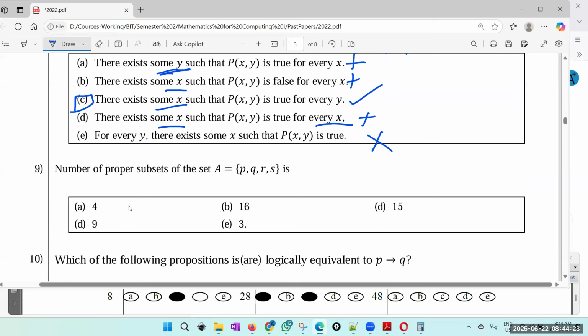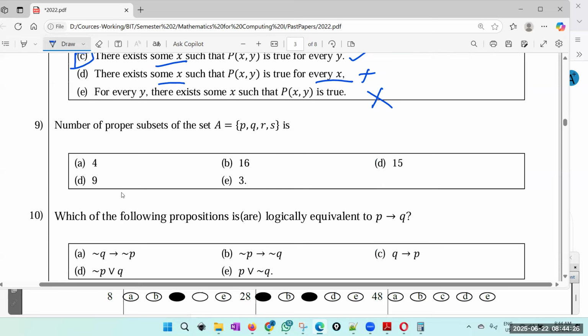Right. 9. Number of proper subsets for the set P, Q, R, S. So remember, the number of proper subsets is 2 to the power, we had a formula for that, right? Power sets. For example, if we have 2 to the power n, yes, 2 to the power n. But that is for the power set. Remember, that is for the power set. The power set includes the set itself also.